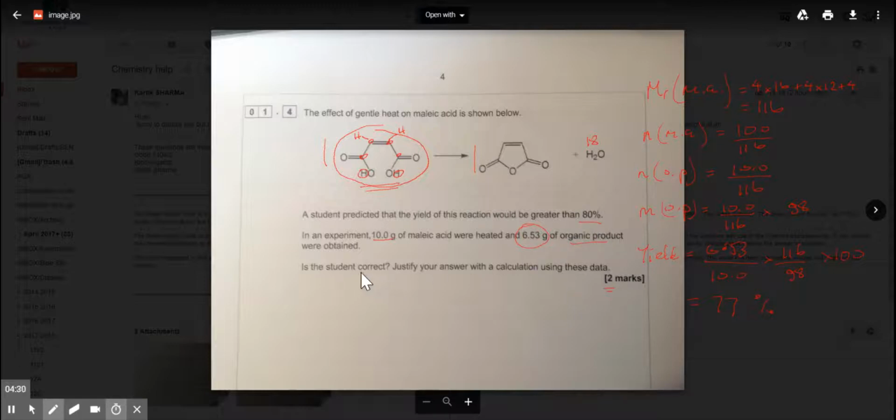So is the student correct? No. Justify why? Because the yield is actually 77%. So hopefully that's helped on this one. It seems like a lot of work for 2 marks, but that sometimes happens.